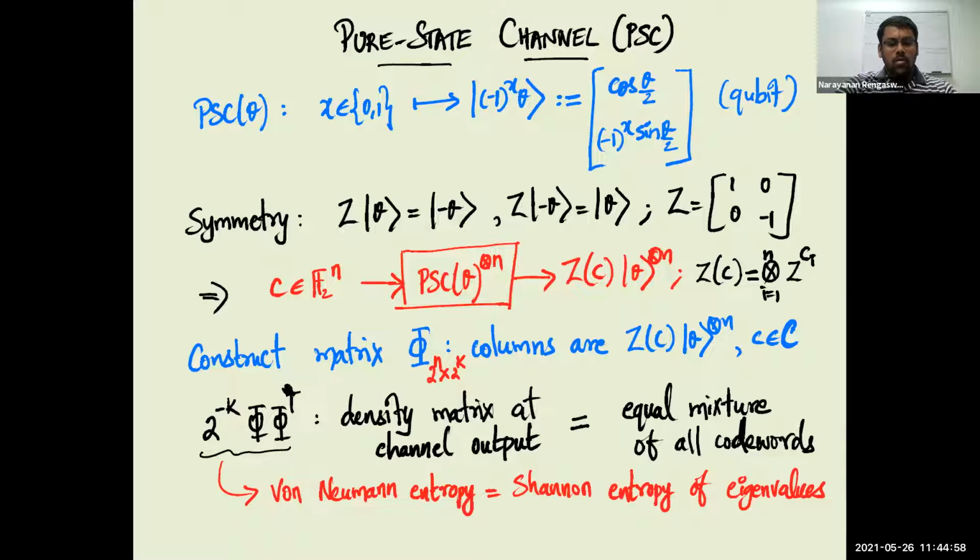Now, what we care about is, at the output of the channel, before you do any measurement on the state, your prior is uniform on all the codewords. So this density matrix is just a mathematical way to write this, just an equal mixture of all codewords. And what we'll care about information theoretically is the von Neumann entropy of this density matrix, which is known to be just the Shannon entropy of the eigenvalues. So all you need to know about the uncertainty in the output is to diagonalize this density matrix and then compute the Shannon entropy.